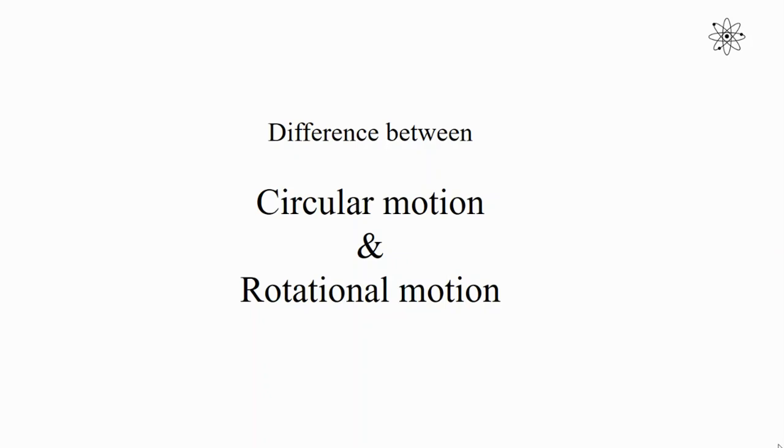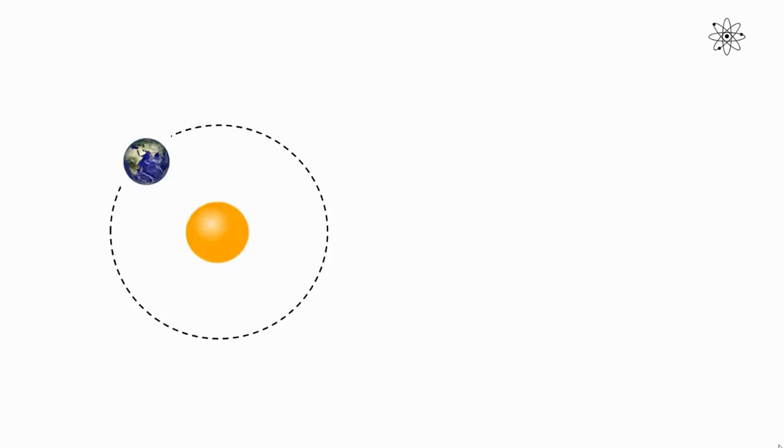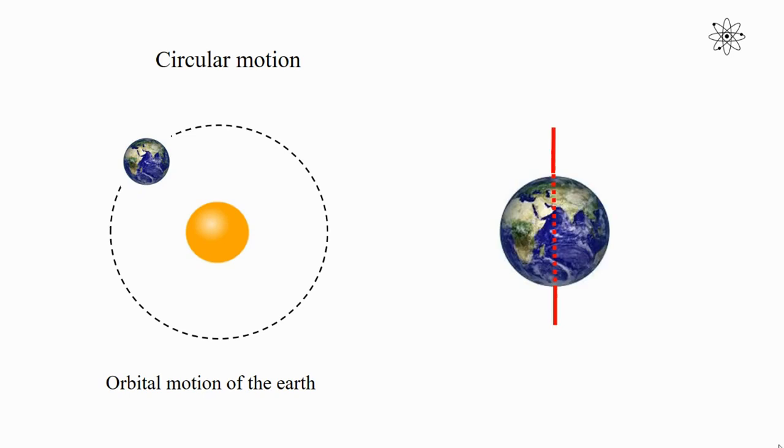Today we are going to discuss the difference between circular motion and rotational motion. For that, students, I'm going to consider the orbital motion of the earth as an example of circular motion and the spinning motion of the earth as an example of rotational motion.